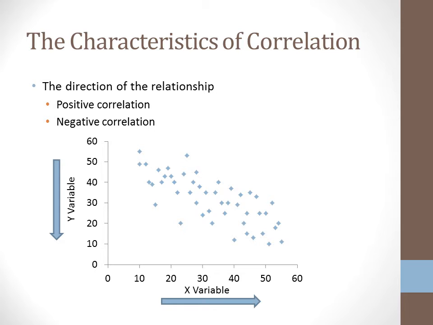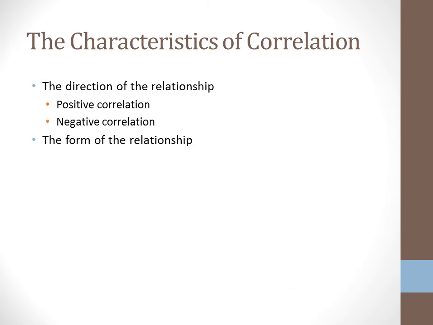Okay, so now the next characteristic of a correlation that we're going to discuss is the form of the relationship. So in the preceding example, we talked about coffee and beer. The relationships tend to have a linear form. That is, the points tend to form a straight line. The most commonly used correlation is used to measure straight line relationships. In other words, linear relationships.